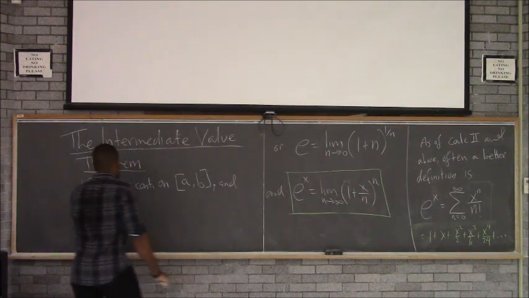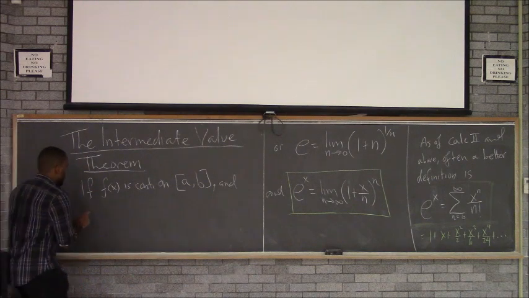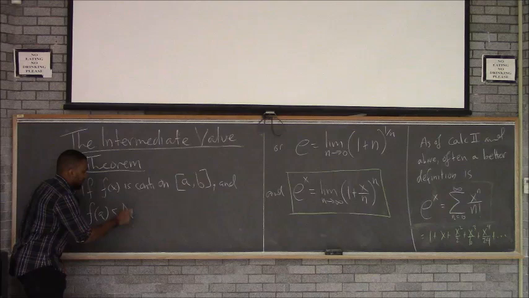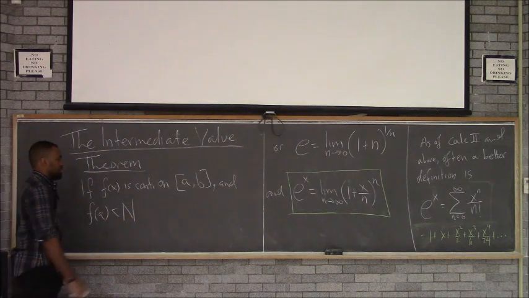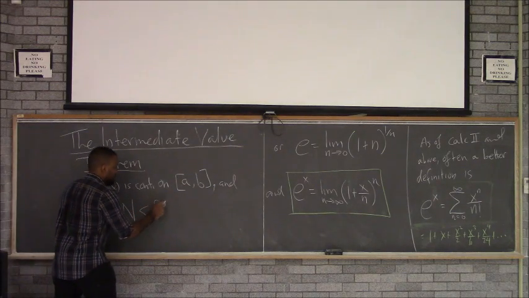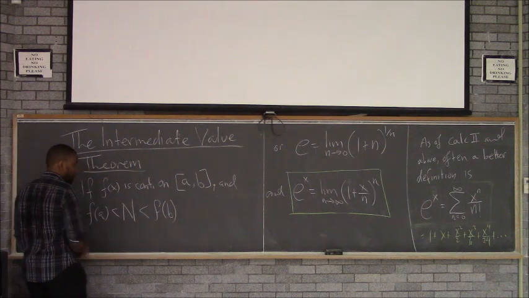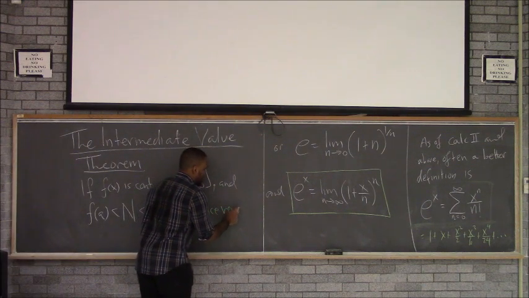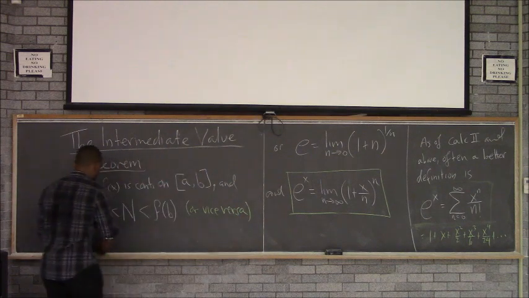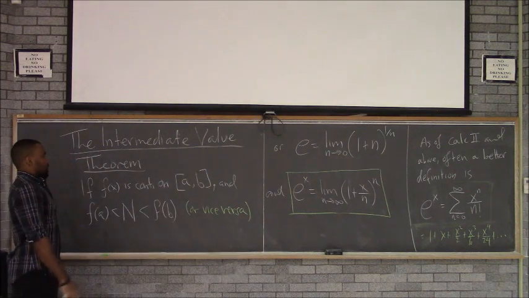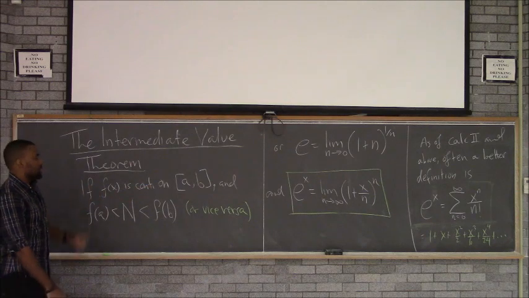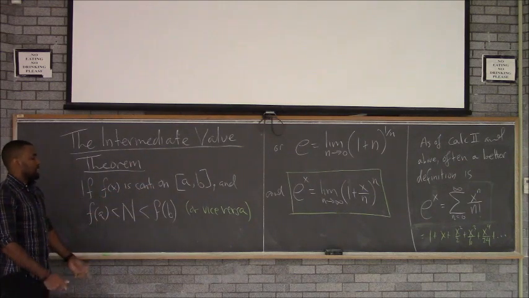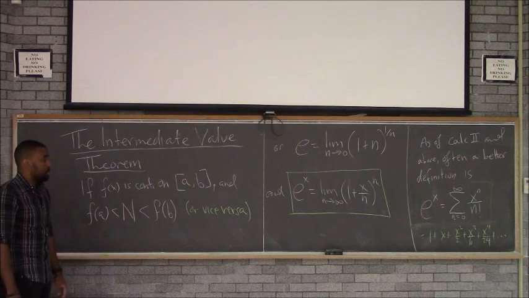So it's continuous. On this interval, it has no breaks, no holes, no gaps, it's just going, right? And let's say f of A is less than n, some number n is just a number, which is less than f of B. Or vice versa. So if I plug A into the function, it's less than some number. And if I plug B in the function, it's greater than that same number.